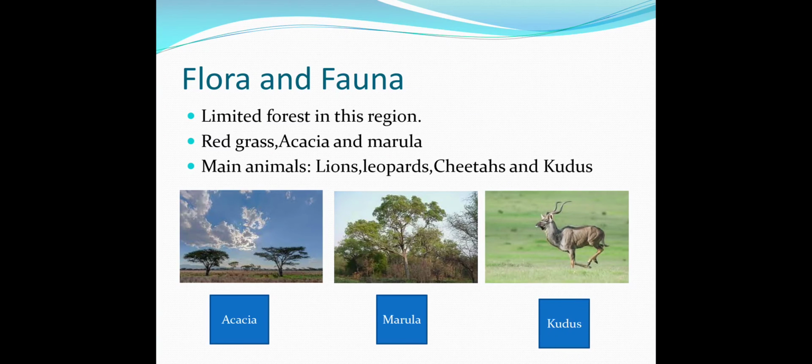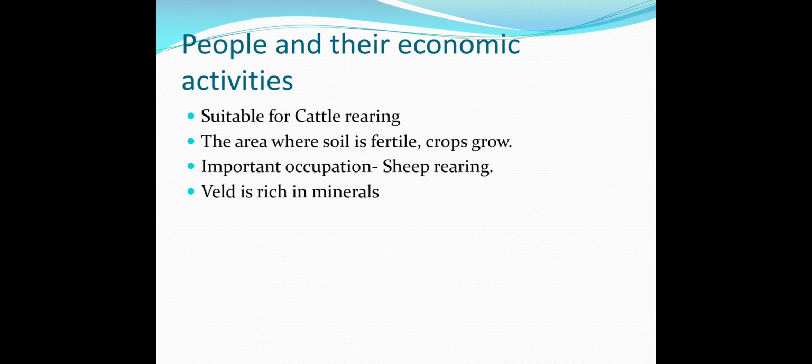Then we moved to people and their economic activities. So, what was the first thing that I told here? I told you that the veld is more suitable for cattle rearing. Then there was one more thing which I told you here. I told you about sheep rearing. Then I told you about the iron ore and minerals. Then I also told you about gold. I told you that Johannesburg, which is an important industrial and commercial center, is also the gold capital of the world. Clear?